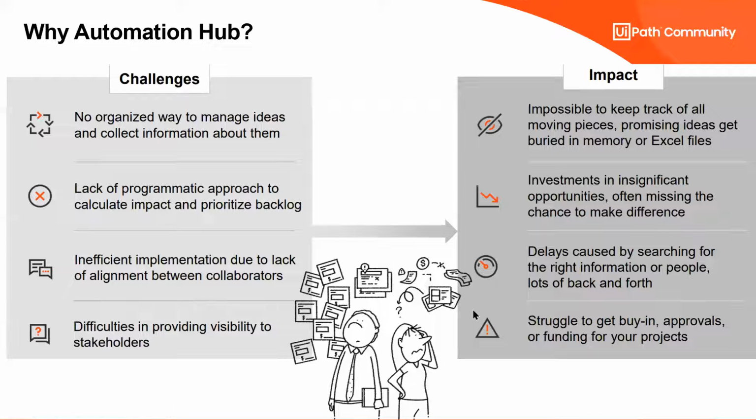So at times, there is a lack of a programmatic approach to calculate the impact and prioritize the backlog, because we don't know which is more important. There might be 10 ideas there, and we are not sure which ideas to automate.